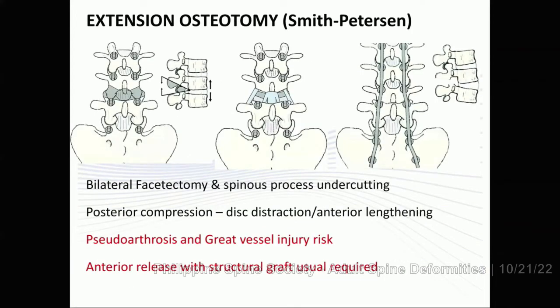I will not go into the details of surgical management and techniques, but highlight two osteotomies commonly employed. An extension osteotomy can be performed, which is basically a bilateral facetectomy with spinous process undercutting, followed by compression through pedicle screws. Because the bony contact is minimal, pseudoarthrosis rate is higher, and there is a potential for great vessel injury due to anterior column distraction. Because of these reasons, anterior release and grafting is oftentimes employed with this technique.